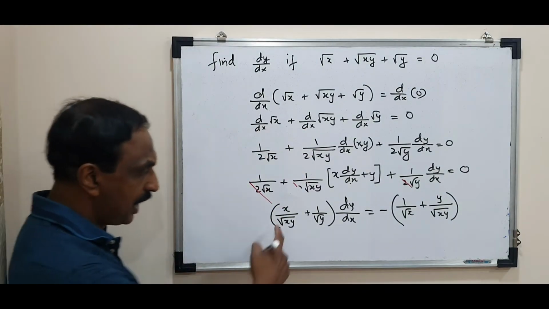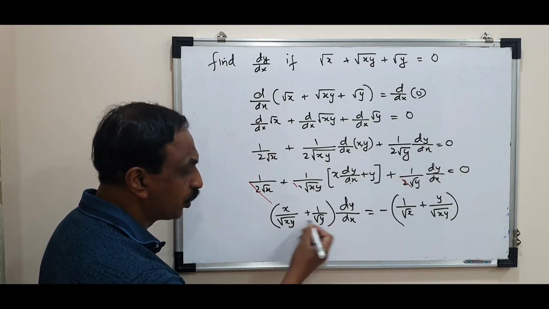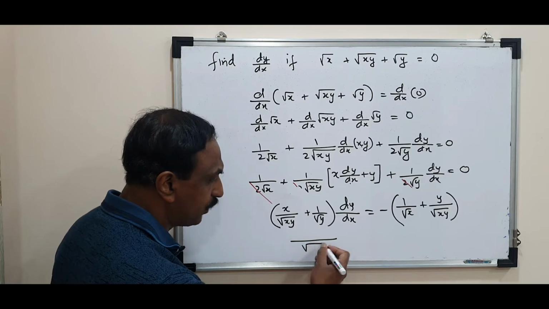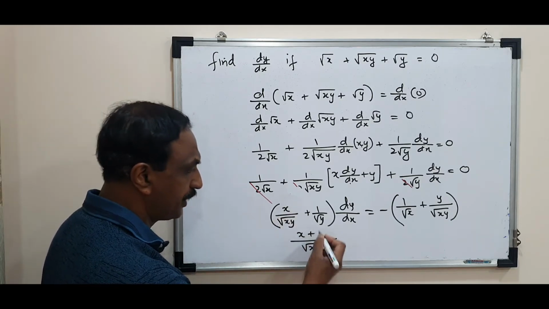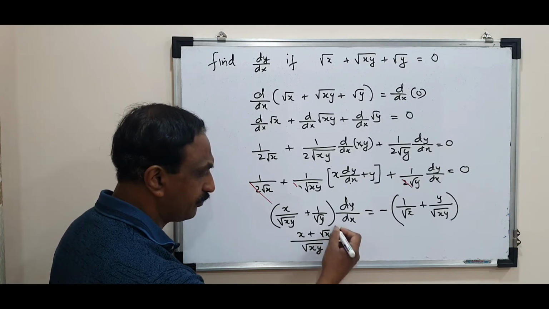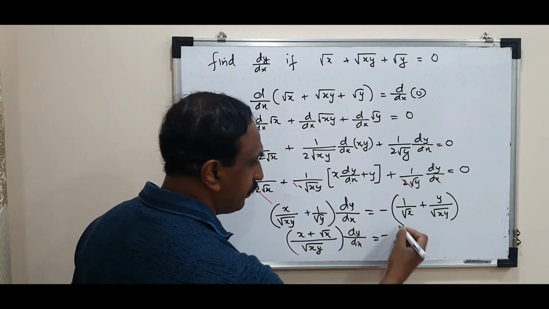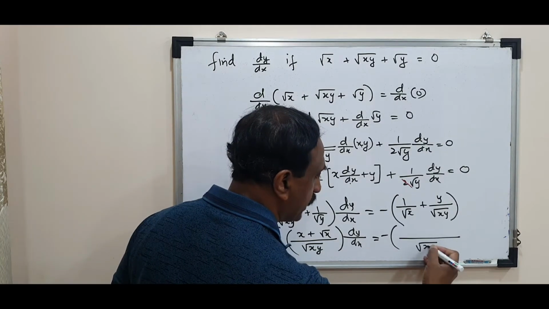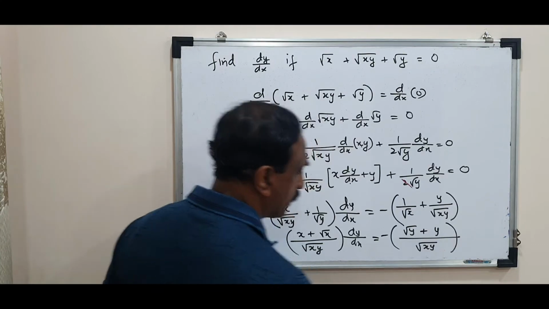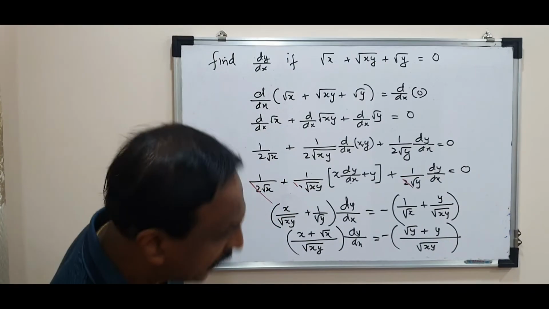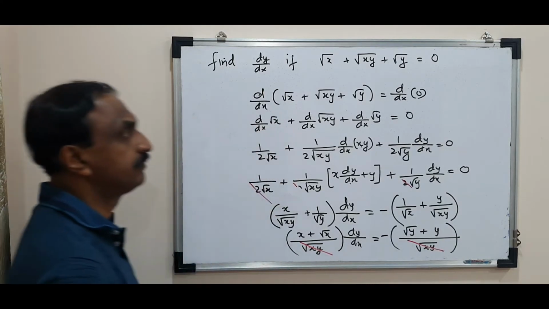Now, I'll take the LCM. What is the LCM? Root y is present in both places, so root xy is the LCM. x will have no change here and a root x will come over here. Same way, root xy is the LCM here. Root y will come over here and a y comes over here. So I kept the LCM the same on both sides so that I can cancel off both.